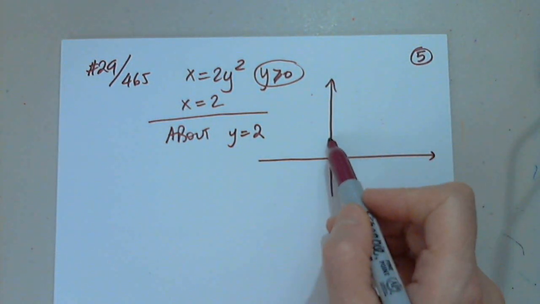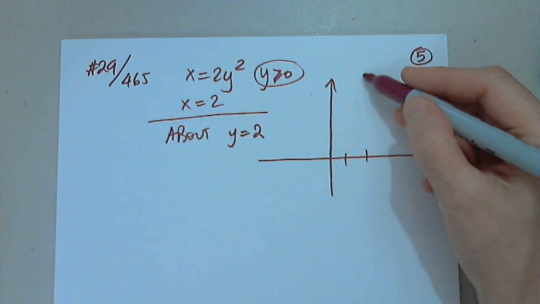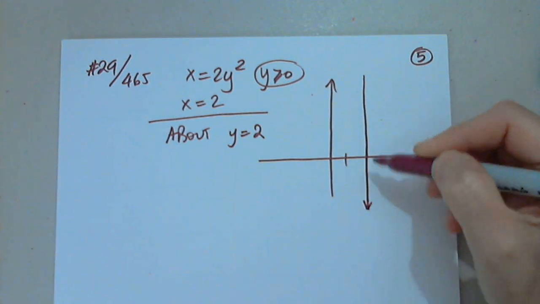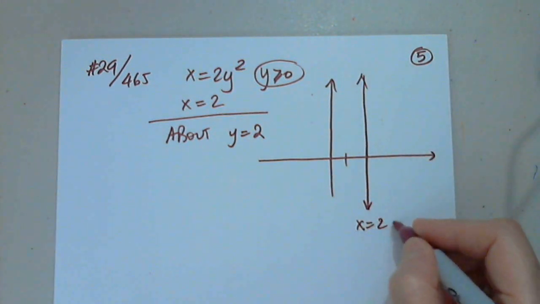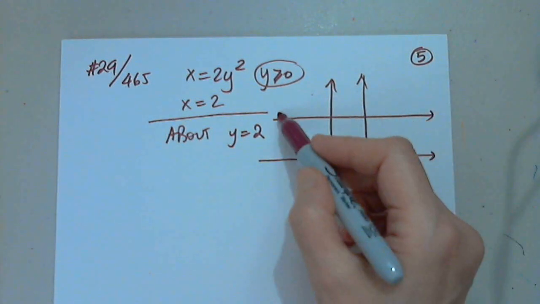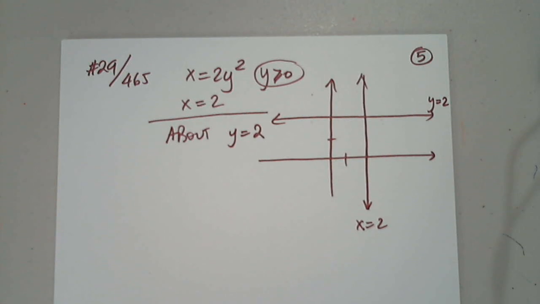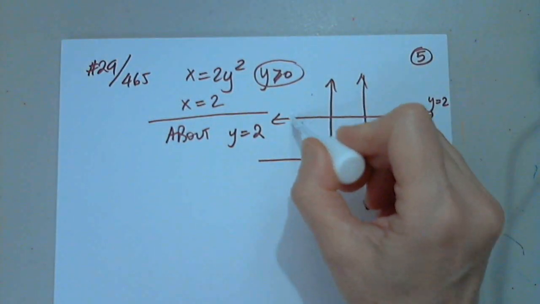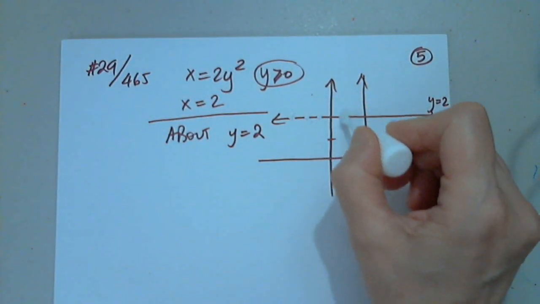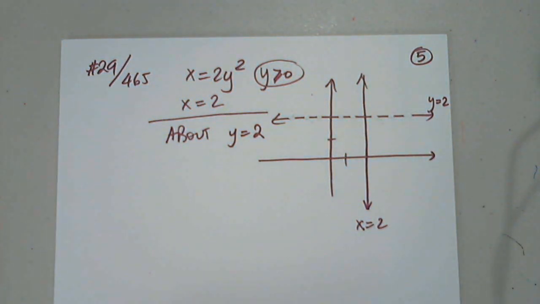About y equals 2. So first of all, x equals 2. Y equals 2. Which I really don't want it to be a solid line. Sorry about that. Okay, done.